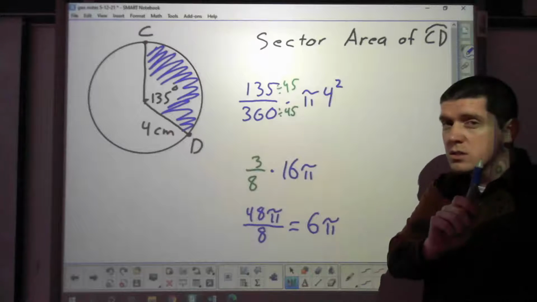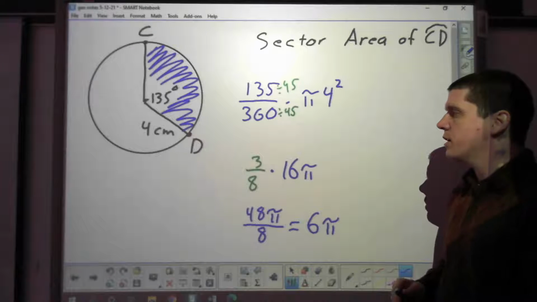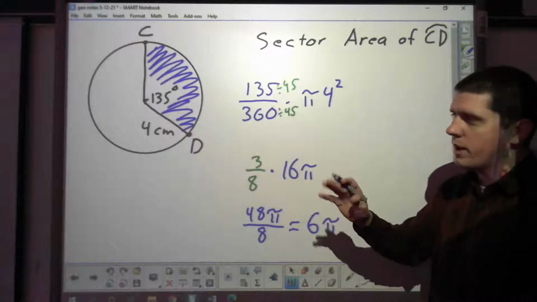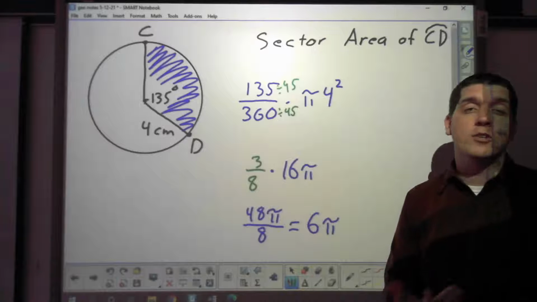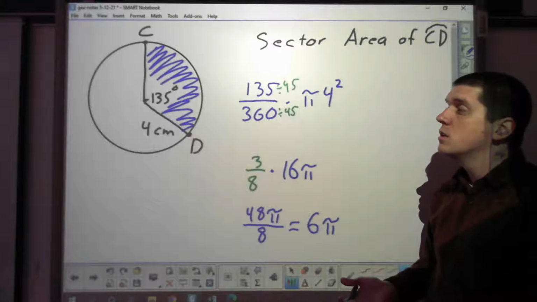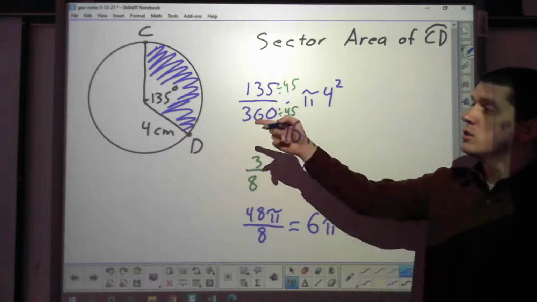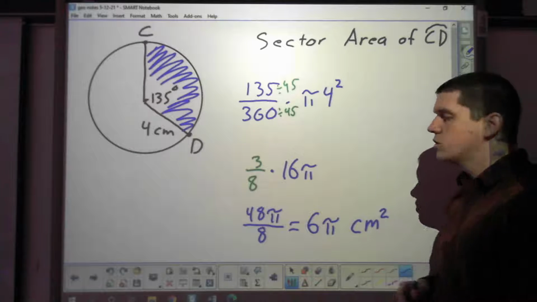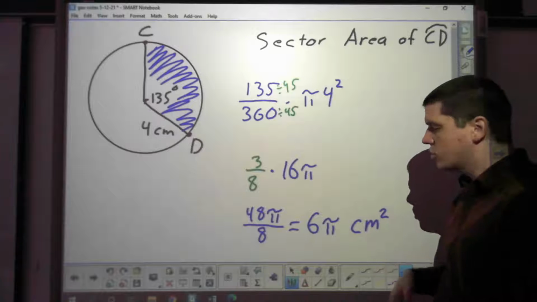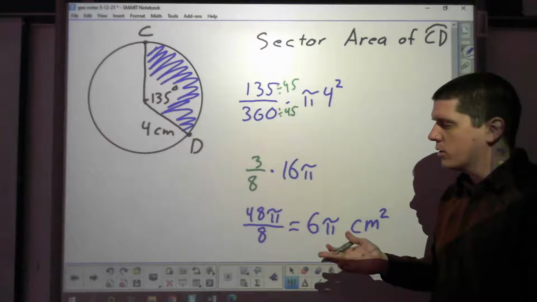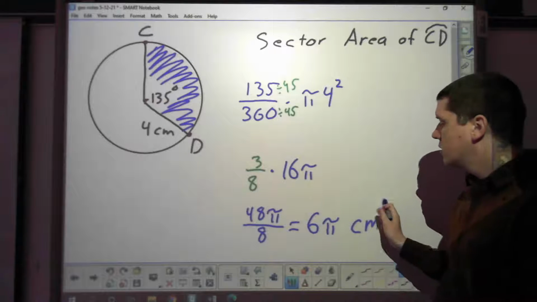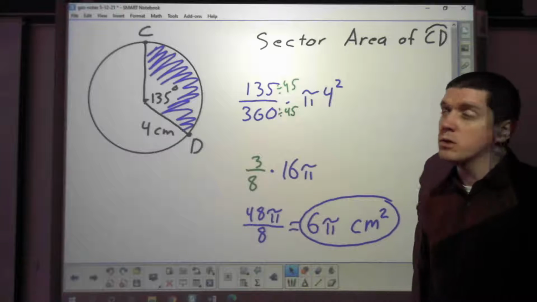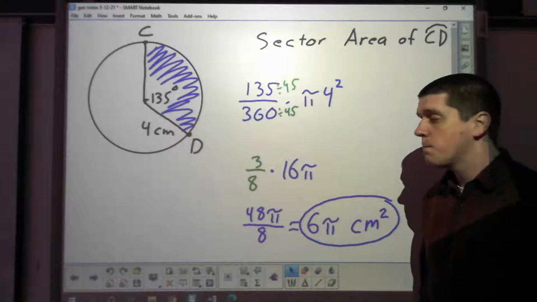Now, there is one additional thing that we have to do here, and that is our unit. Well, now we're talking about area. So I had 4 centimeters over there. That means this is going to be centimeters squared, or square centimeters. Our unit on these problems is going to be a square unit because we are talking about area.